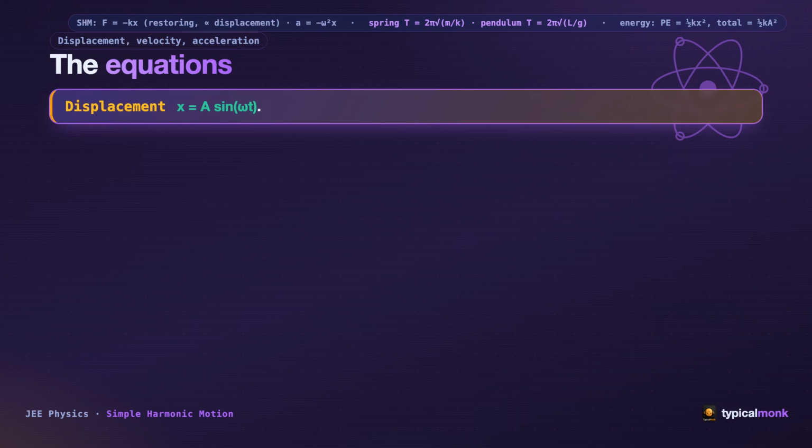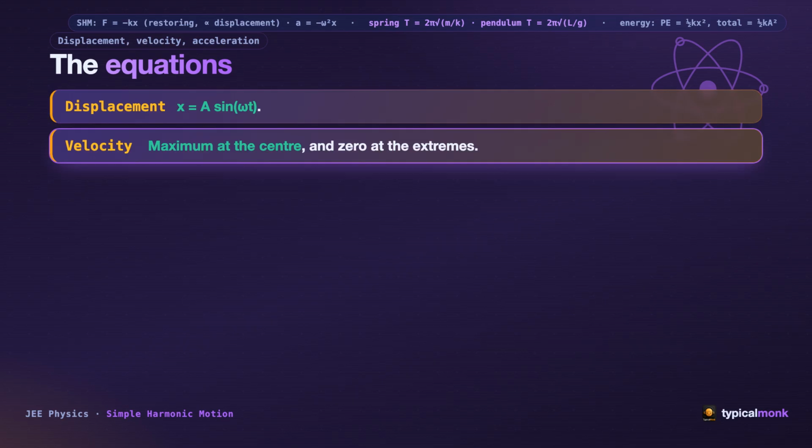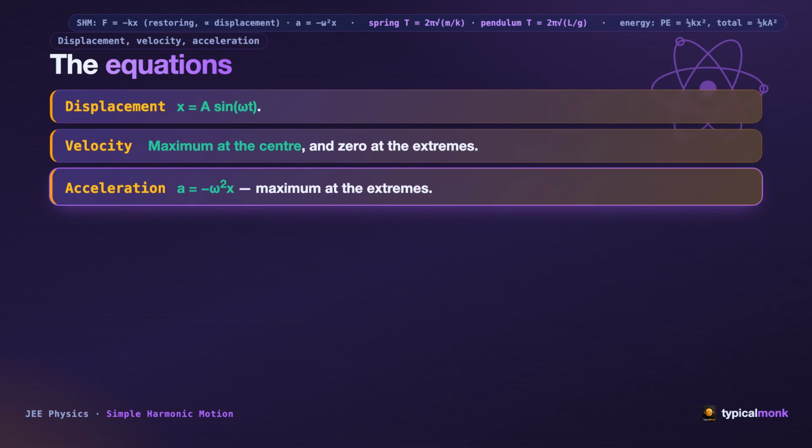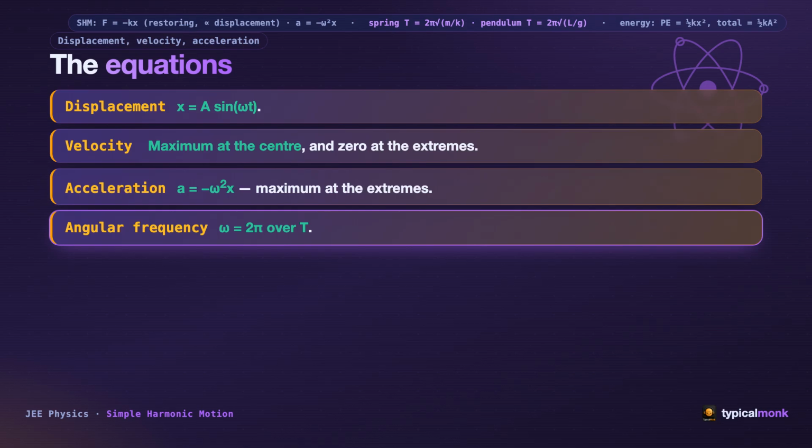Now, the equations. Displacement, x equals A sine omega t. Velocity, maximum at the center and 0 at the extremes. Acceleration, a equals minus omega squared x, maximum at the extremes. Angular frequency, omega equals 2 pi over T.